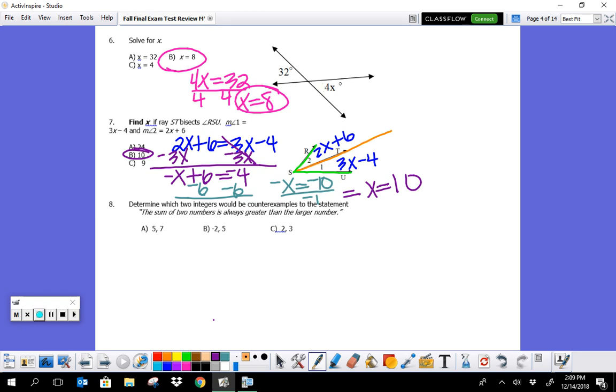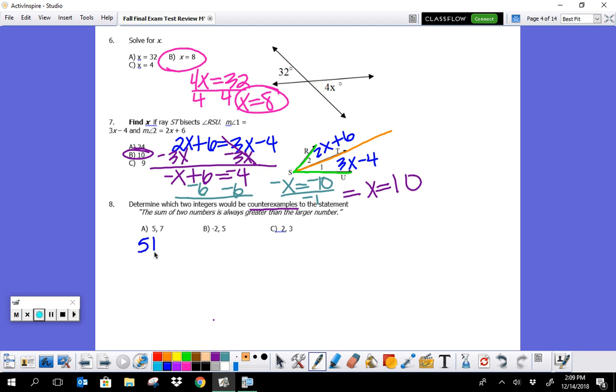Number 8, determine which two integers would be counterexamples to the statement, the sum of two numbers is always greater than the larger number. So a counterexample is an example that's going to prove the statement wrong. Okay, so this says the sum of two numbers is always greater than the larger number. So let's see which one proves that wrong.